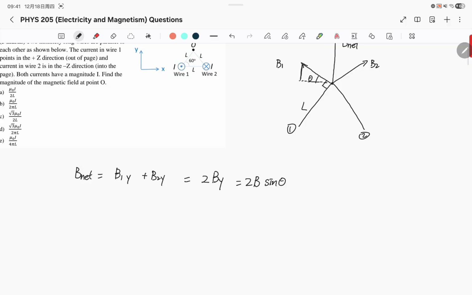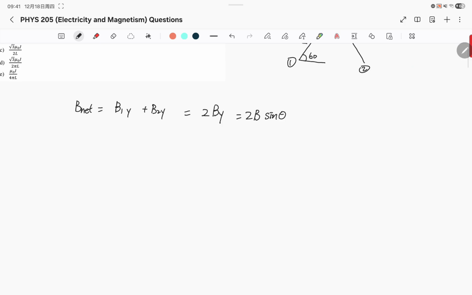Now we need to figure out what theta is, what the angle is here. So this is 90 degrees. B1 is perpendicular to the side L, and we are given in the question that this angle is 60 degrees, so this is also 60. So our theta is 30 degrees.